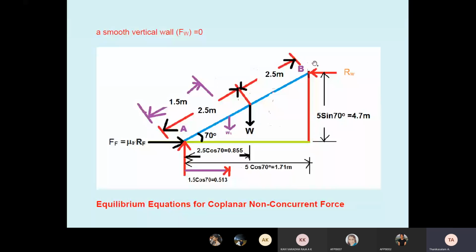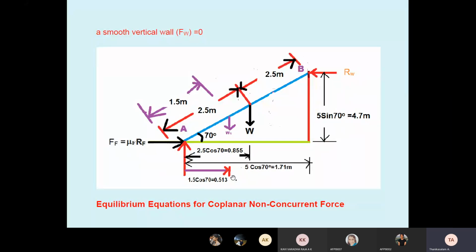Similarly, C to B, the vertical distance, is L sin theta. L is 5 meters, sin 70, so 4.7 meters. The vertical distance is 4.7 meters. Also, students, the weight's horizontal distance: we know 2.5 meters and theta 70 degrees, so the horizontal distance is 2.5 cos 70 degrees, therefore 0.855. Similarly for the man's weight W1, distance 1.5 meters, angle 70 degrees, horizontal distance is 1.5 cos 70 degrees, therefore 0.513.